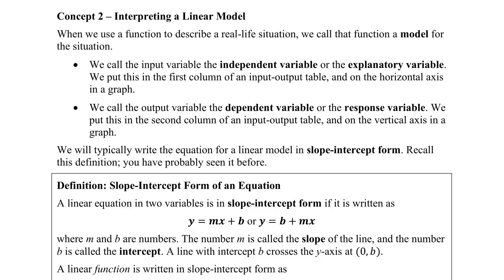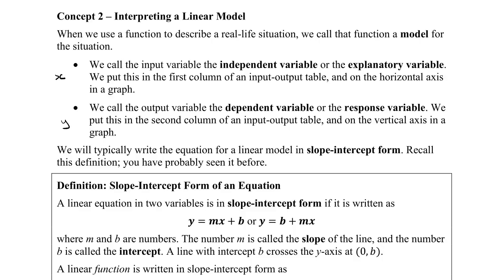When we have a linear model, we can assign meaning to that model. That is, we can give it an interpretation. So a function used to describe a real-life situation is a model. We have an input variable. That's the variable that's usually in the role of our x. And we have an output variable that's usually in the role of our y.